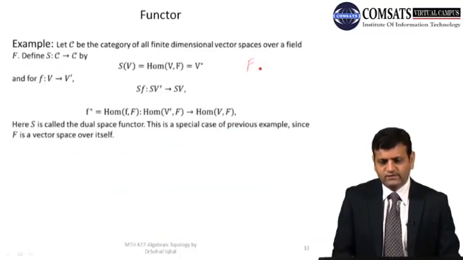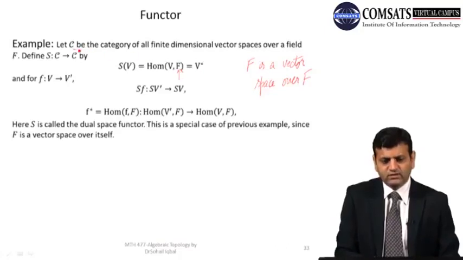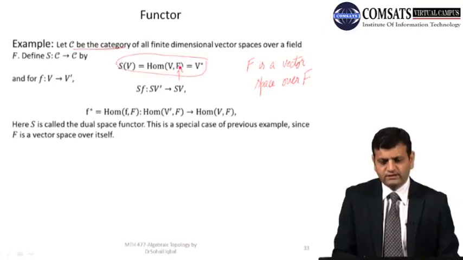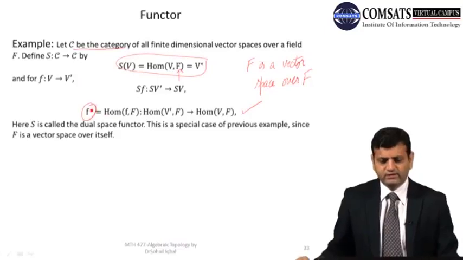Since F is a vector space over itself, so F is a vector space over F, that's why this is an element of the category of the set of all finite dimensional vector spaces. So that's how we are defining this functor. So basically we have taken that B and we have replaced that B instead of F, and so once again this is a contravariant functor, and this F upper star is defined in the similar way.